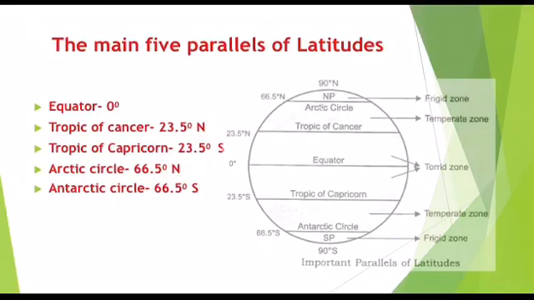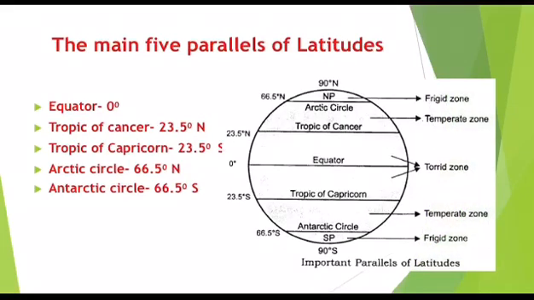You can see on the picture, students, Equator at 0 degree, Tropic of Cancer towards the north 23.5 degree, and then we have the Arctic Circle 66.5 degree north, and when you go towards the southern hemisphere we have the Tropic of Capricorn 23.5 degree south, Antarctic Circle 66.5 degree south. So these are the 5 main parallels of latitude.